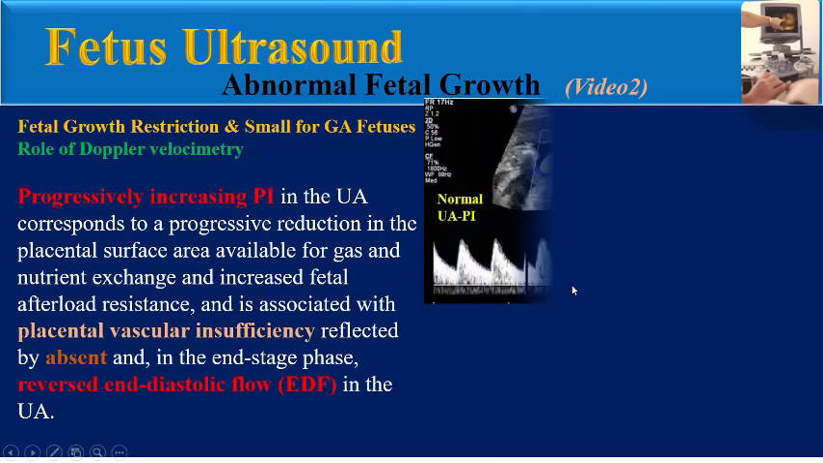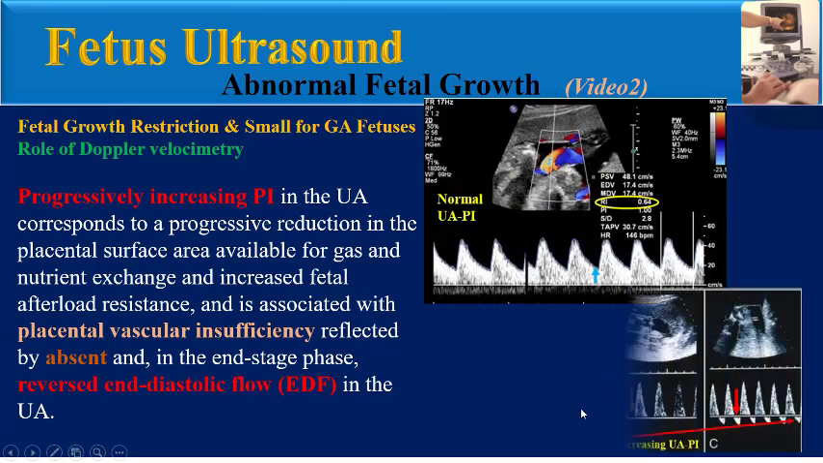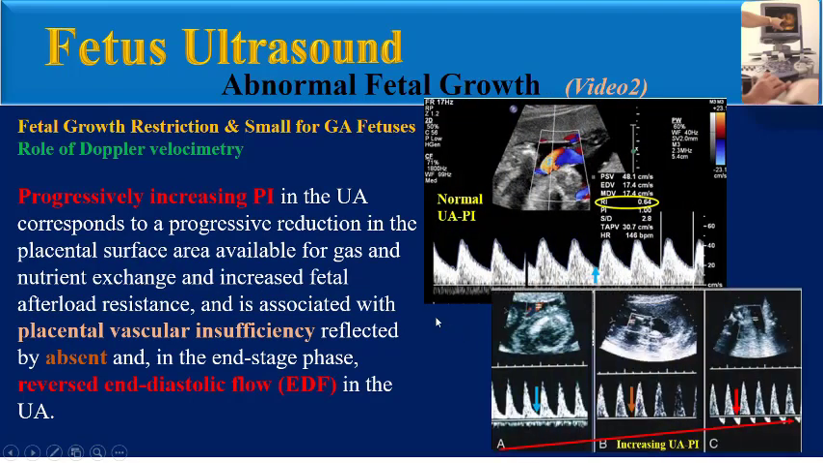Progressive increasing PI in the umbilical artery corresponds to progressive reduction in the placental surface area available for gas and nutrient exchange and increased fetal afterload resistance, and is associated with placental vascular insufficiency reflected by absent and, in the end stage phase, reversed end diastolic flow in the umbilical artery.